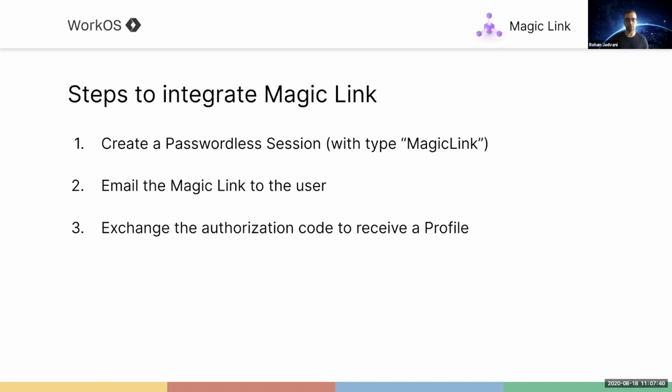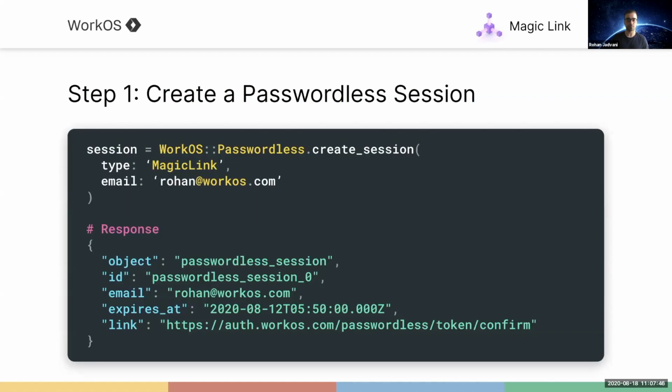So let's dive into these steps a little bit deeper and see what it looks like from a coding perspective. So the first thing you're going to do is create the passwordless session. You have a login form, the user is going to input their email, and you're going to create this passwordless session. So for here, we'll use my email, rohan@workos.com, and we'll indicate that this session is a Magic Link. The response you'll get for this session object is going to have some metadata in it. It'll have some sort of standard identifier, but more importantly, you'll get the expiration time for this session, the actual direct link to confirm this session, and the user who it's for.